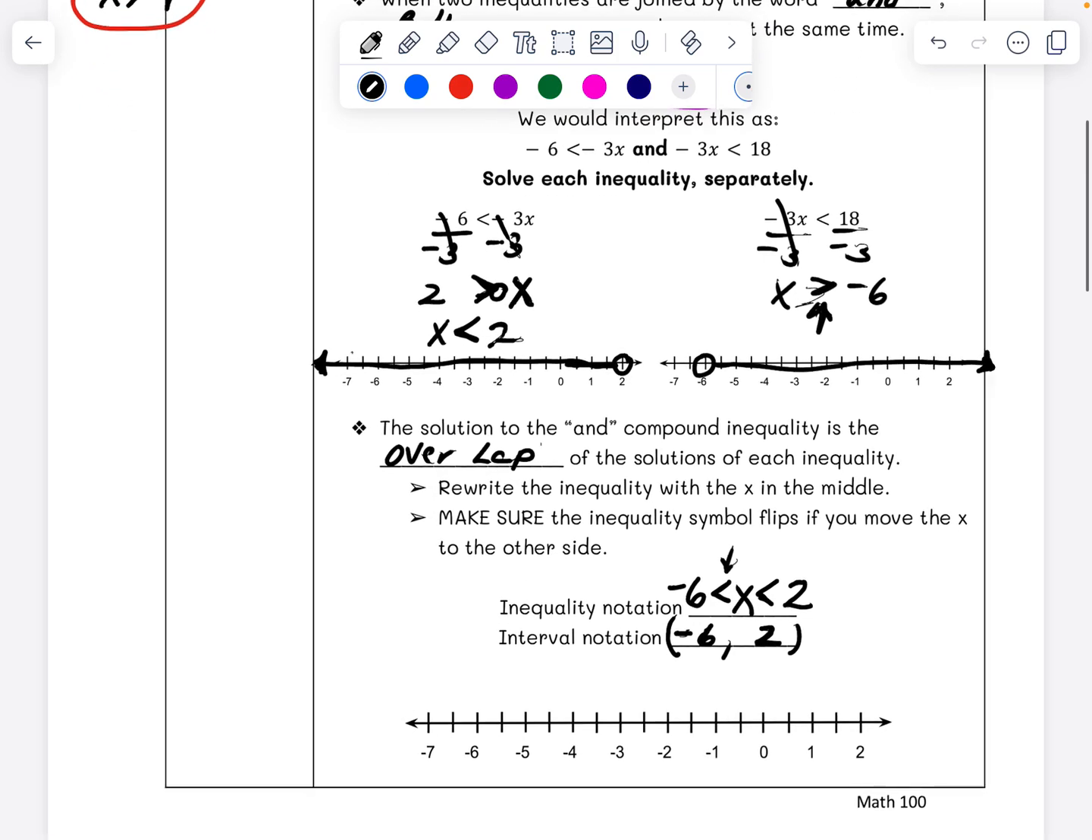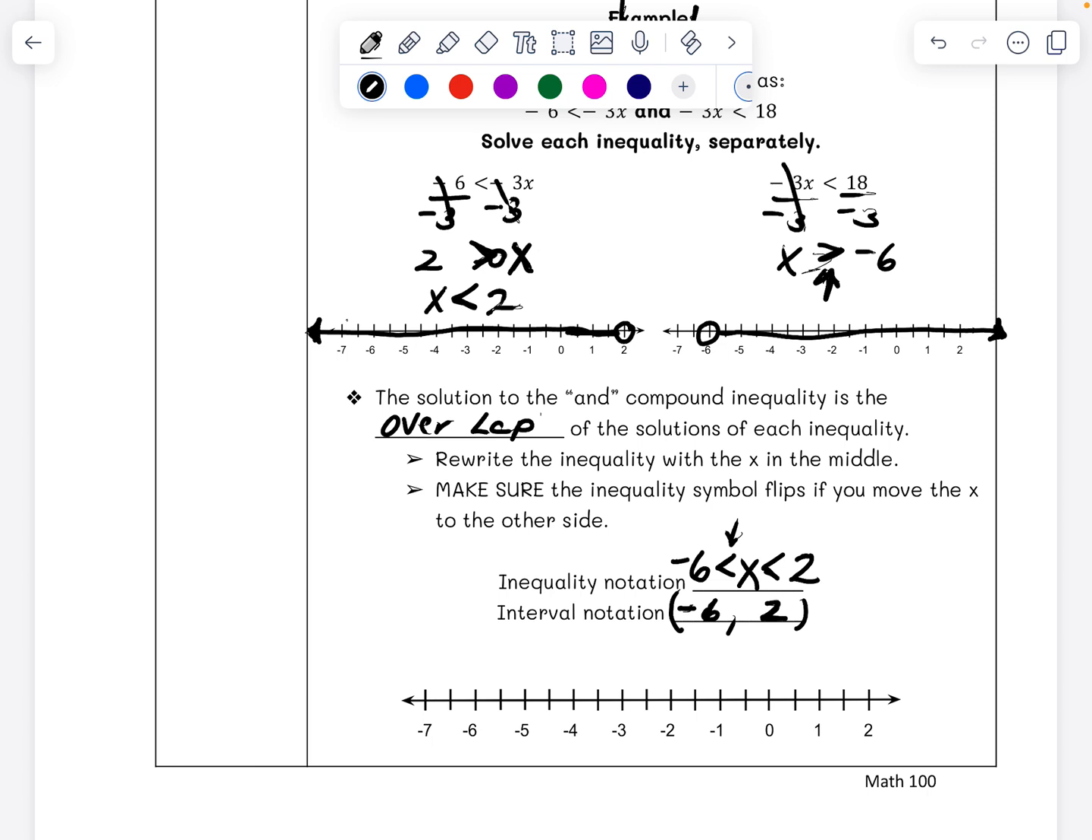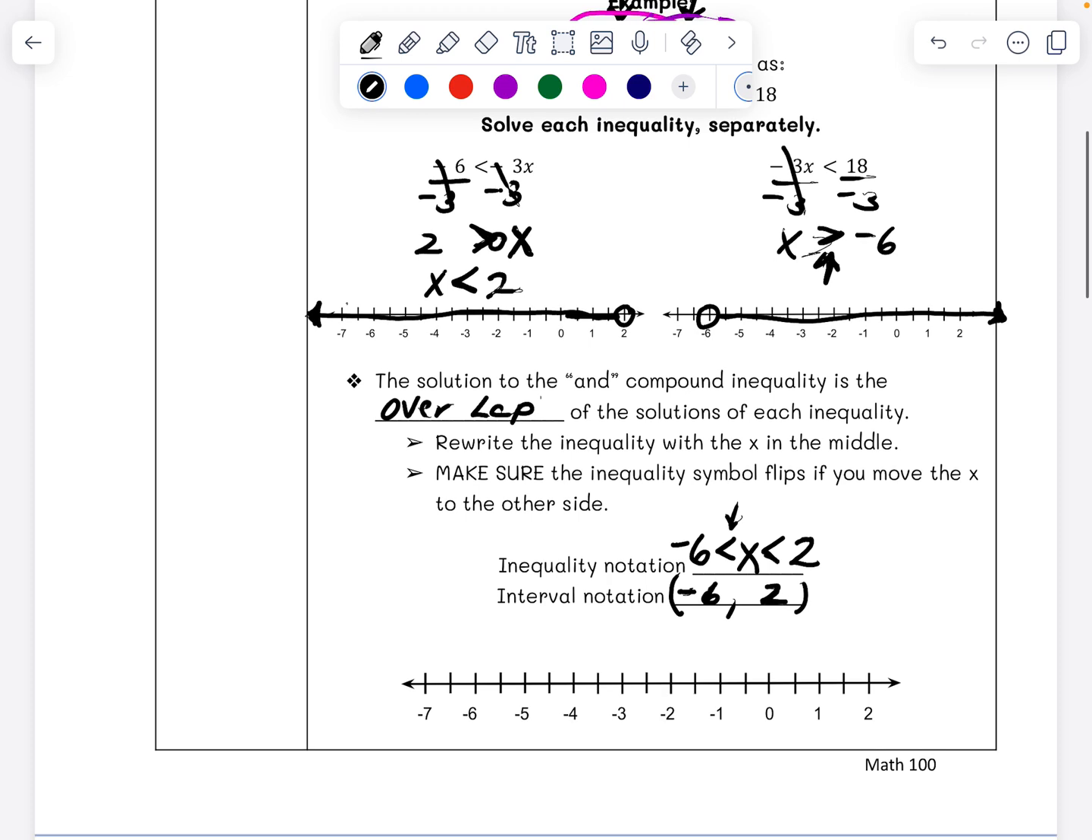Now, when we go to graph this, both of them are going to have open circles. You're going to have an open circle here on the -6, open circle here on the 2. Draw a line in between. That's where your graphs overlap.